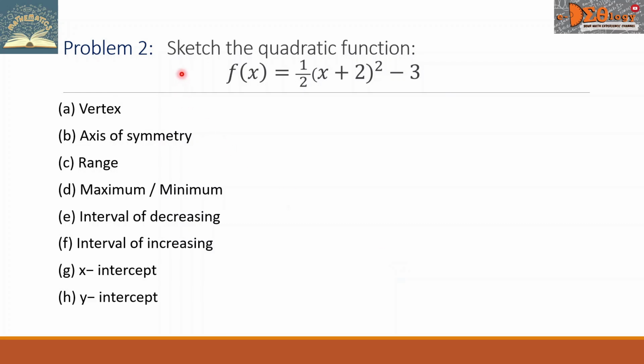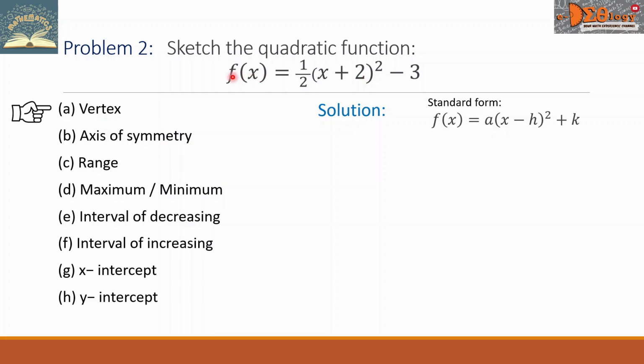Problem 2. Sketch the quadratic function f of x equals 1/2 times (x plus 2) to the power 2 minus 3. Then we solve for the various properties in here. Let's begin with A, the vertex.